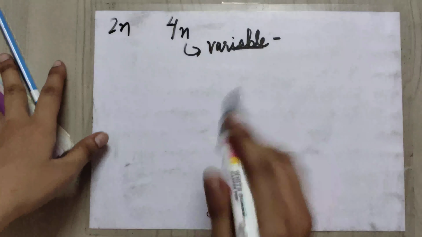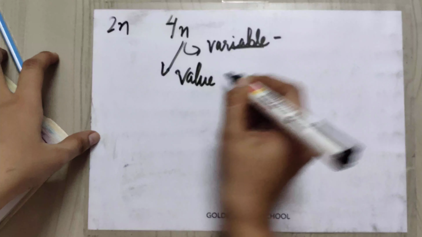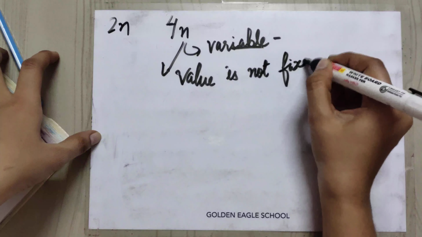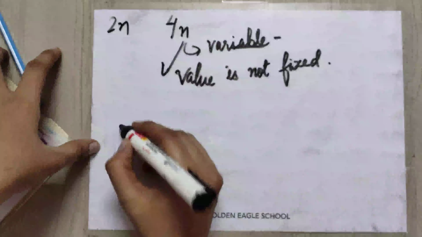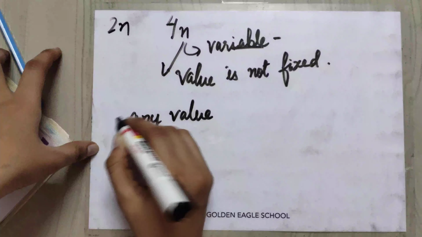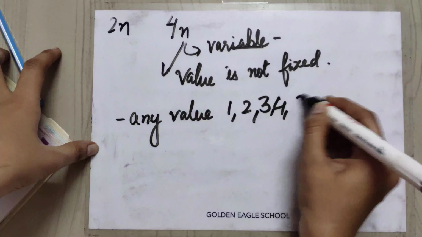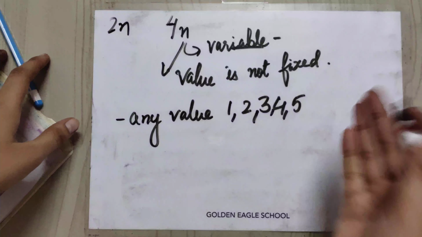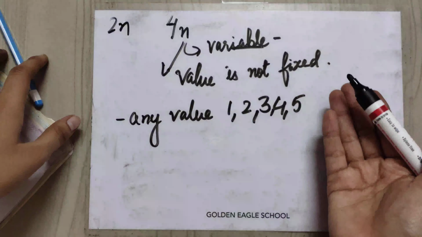Its value is not fixed, right? It can take any value. 1, 2, 3, 4, 5. The number of Fs or Ls increased. Similarly, the number of matchsticks also increased.